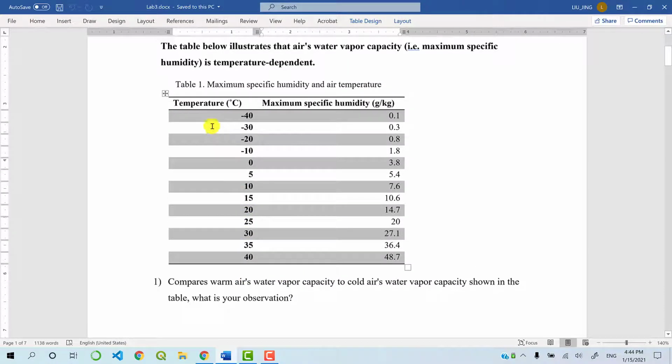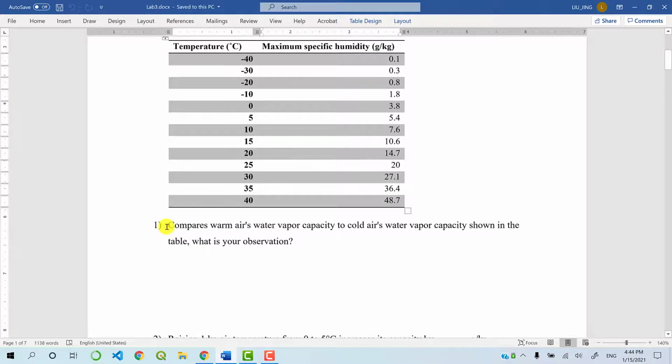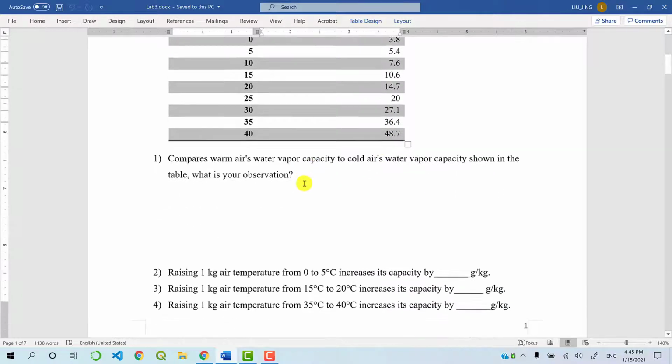Here, based on this table, for sub-question 1 in this bigger question, compare the warm air water vapor capacity. So the number towards this end compared to the number towards this end. What do you see? How does the maximum specific humidity, or the maximum amount of water vapor that can be held in the air, change as temperature increases? This is the question.